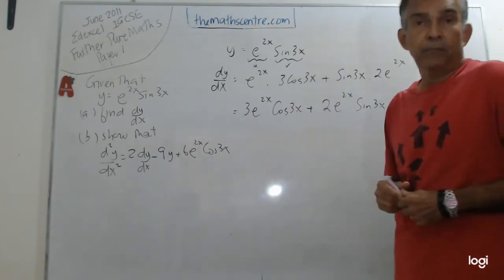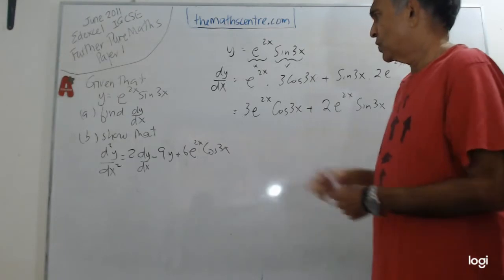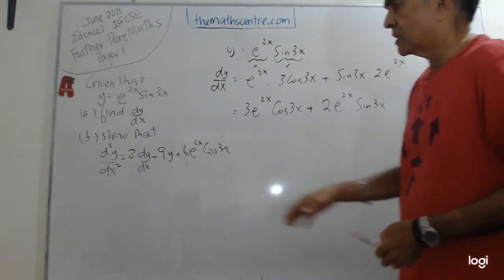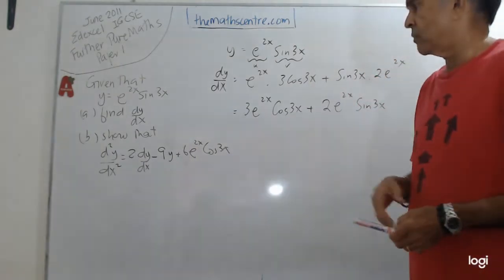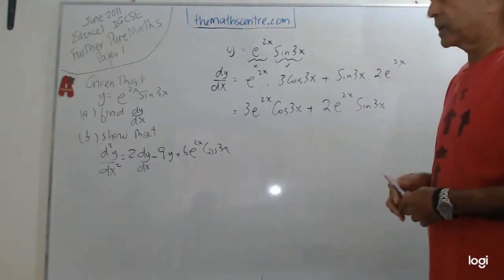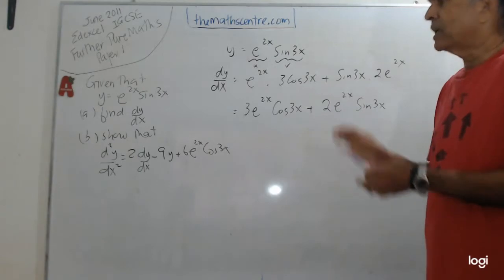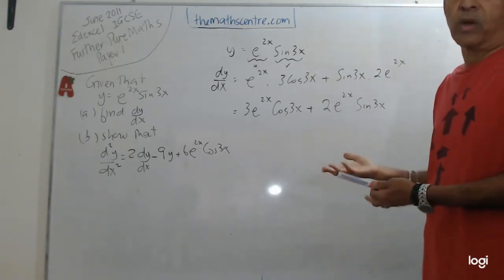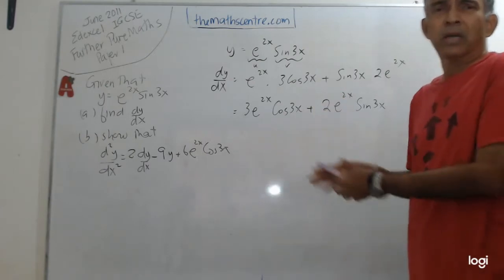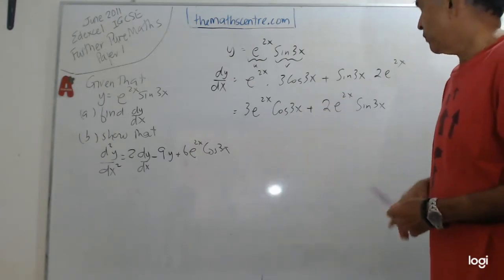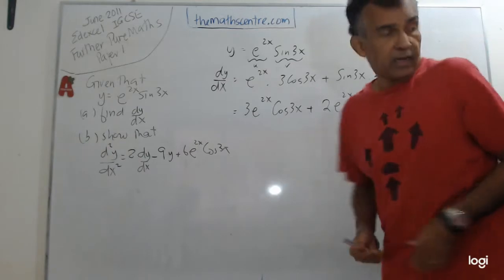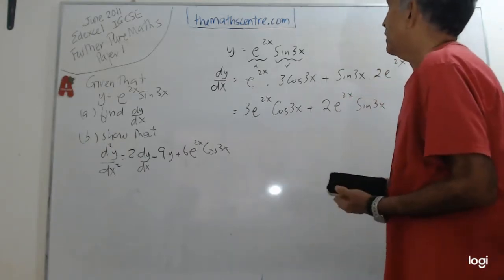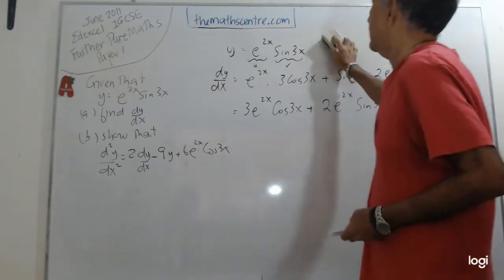And in part B we are asked to show that d2y/dx squared equals 2 dy/dx minus 9y plus 6e to the power of 2x cos 3x. So basically what it amounts to in part B is to find d2y/dx squared, and then sort out some minor algebra. To start with, let's go ahead and find d2y/dx squared.